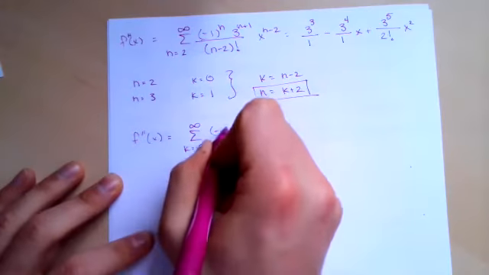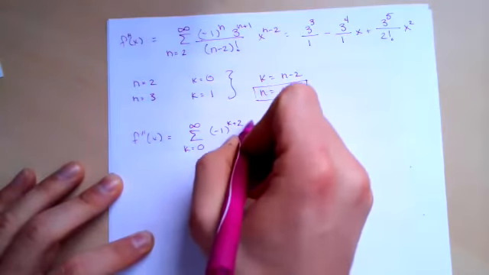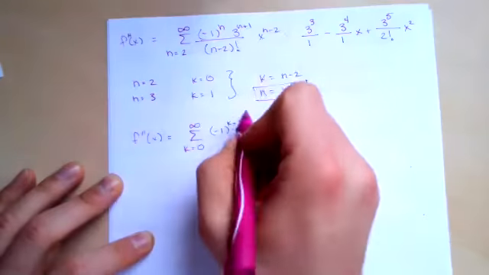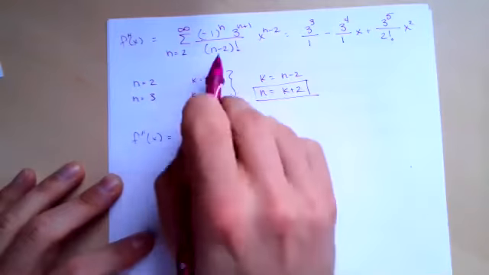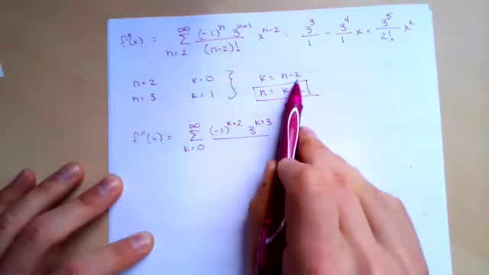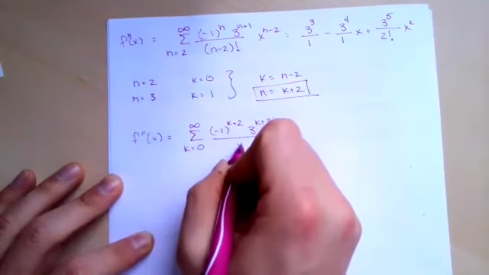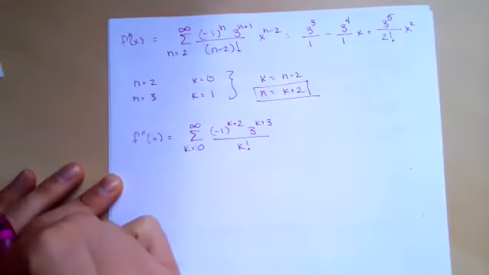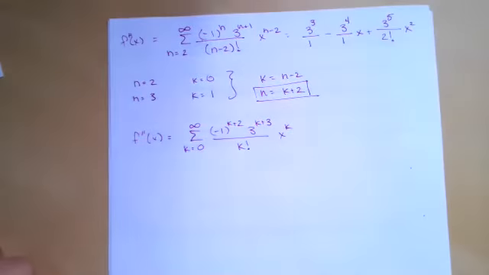We'll have minus 1 to the k plus 2, 3 to the k plus 2 plus 1, which gives me k plus 3. And then here I'll have n minus 2 is k, or of course, k plus 2 minus 2, which gives me that k factorial. And then I will have x to the k.